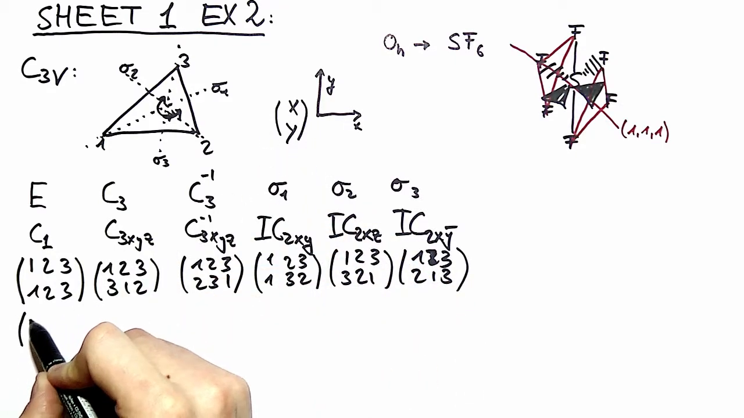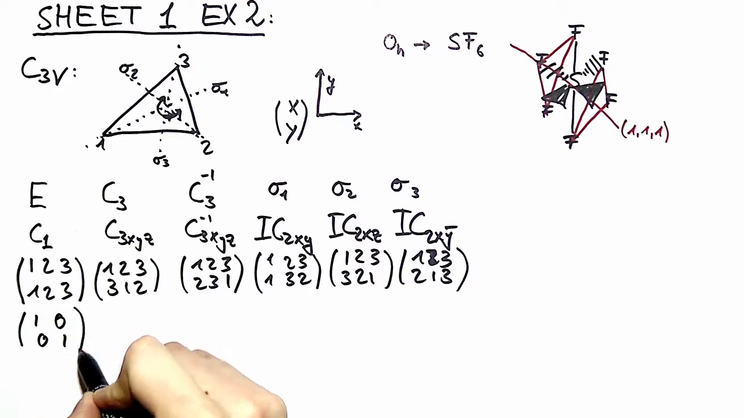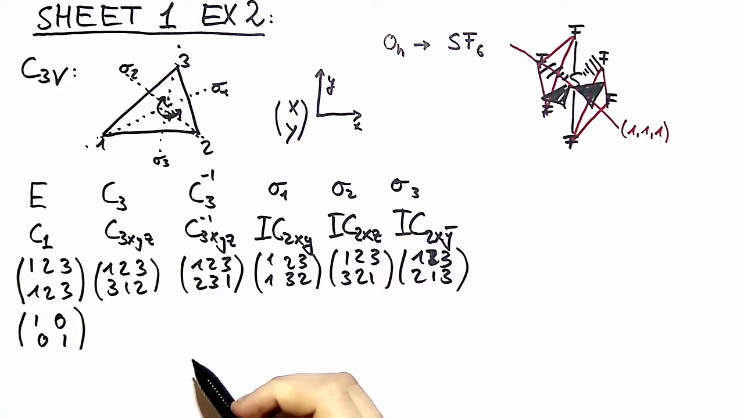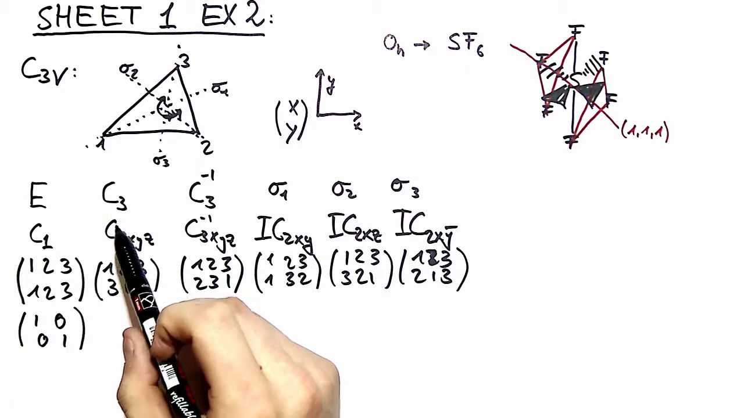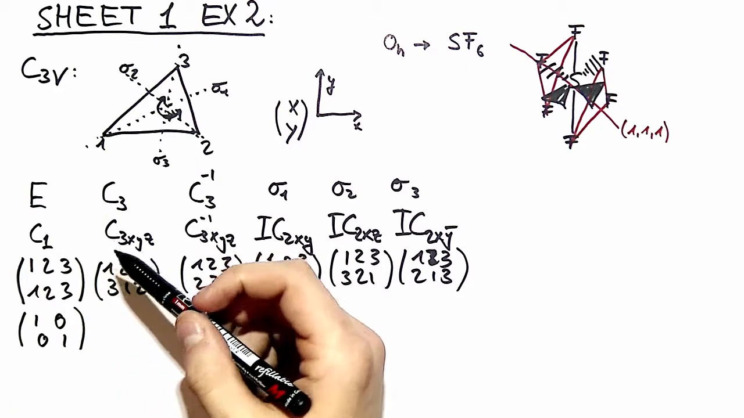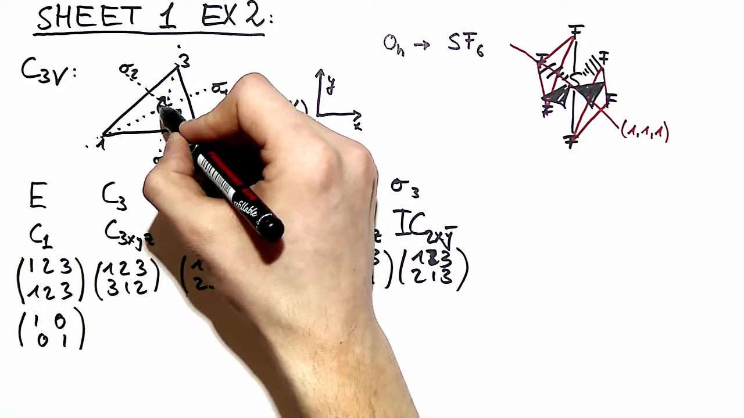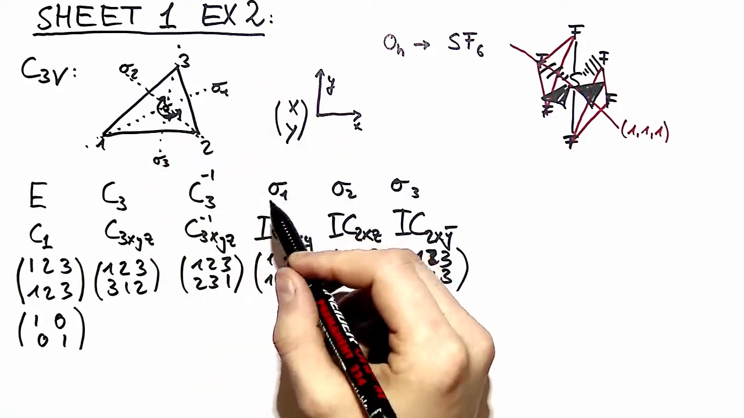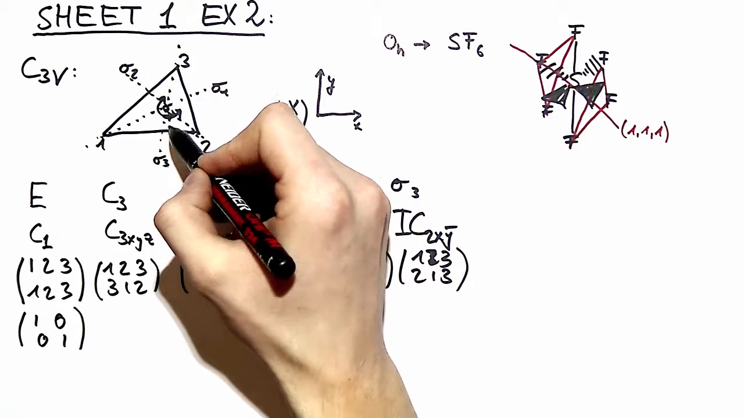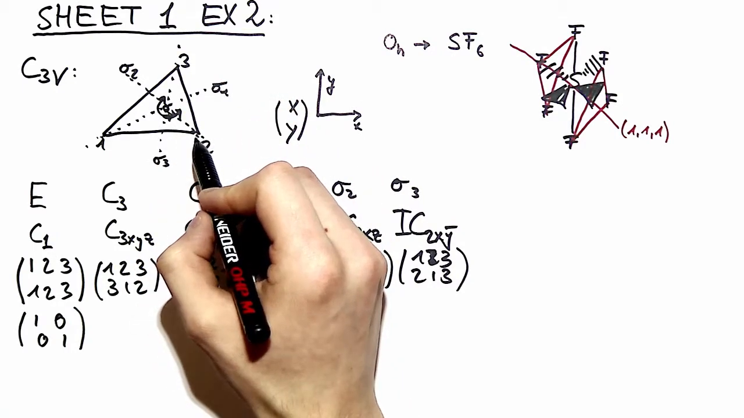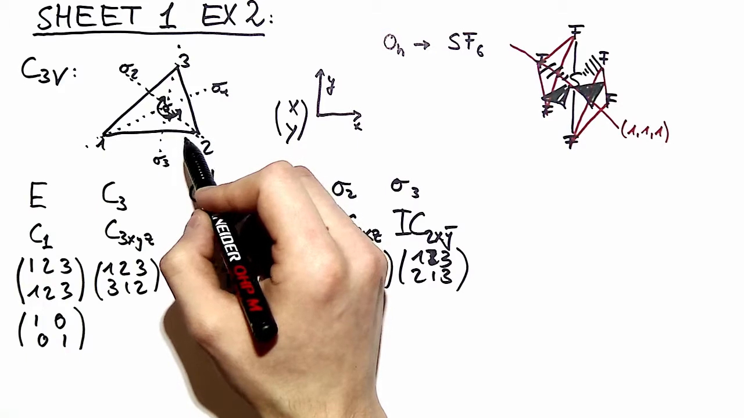The identity is of course easy because it's the identity matrix. If we're trying to describe those rotations, we have to think a little harder. We have to define an origin. We define the center of that triangle as the origin, then we know that this is 1, this is 1/2, and this is square root of 3 over 2.